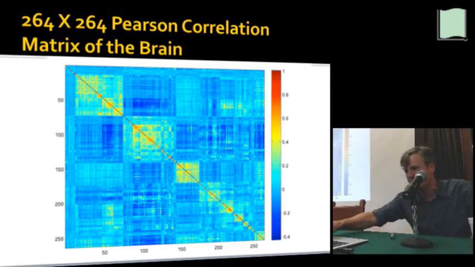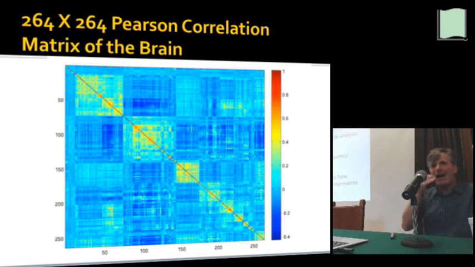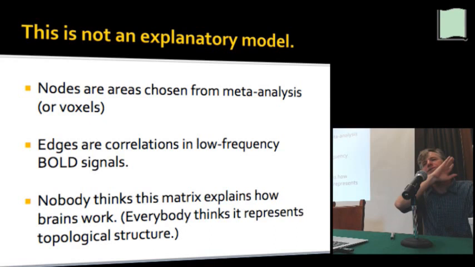Now, I want to claim that this model was not invented to explain anything, is not intended to explain anything, is not used to explain anything. The nodes are not working parts of the brain. They might just be 3 millimeter cubes arbitrarily chopped into the brain. And the edges are not causal relationships, but correlations in this low frequency bold signal, where each cycle lasts between 10 and 100 seconds.